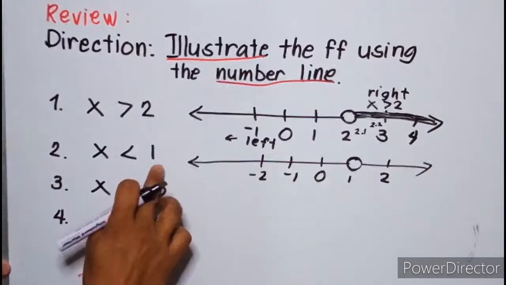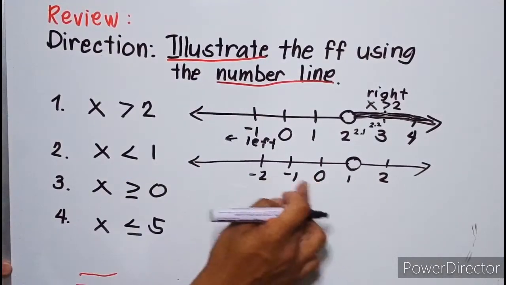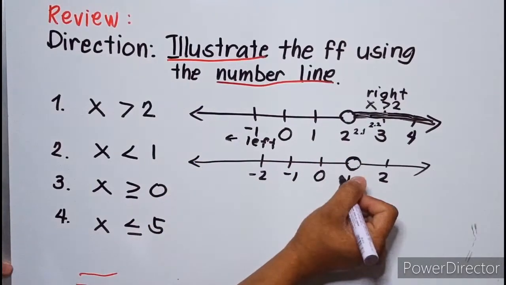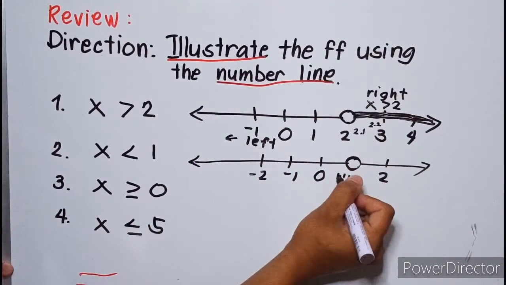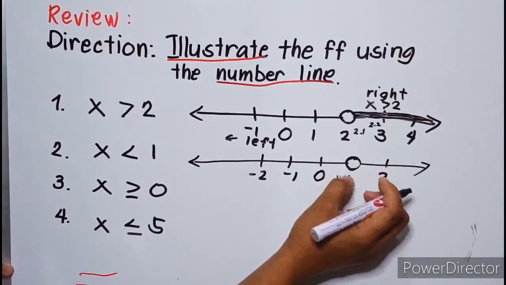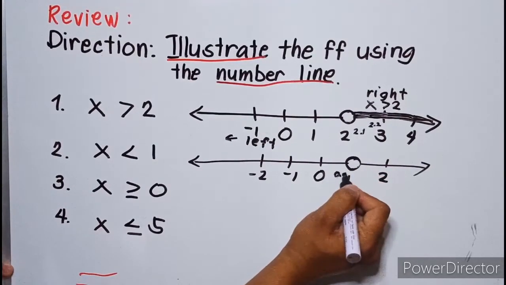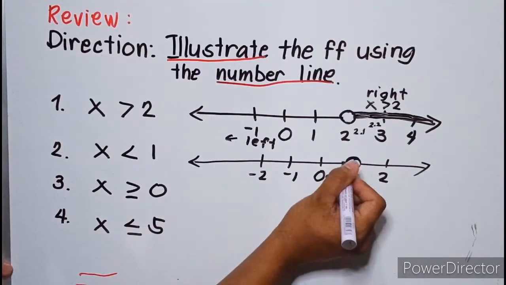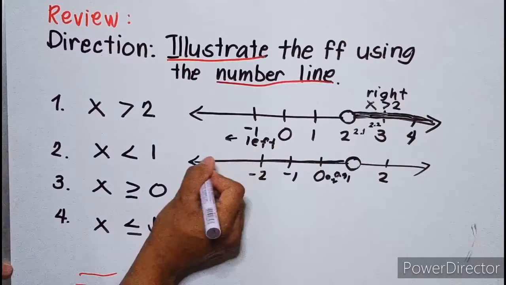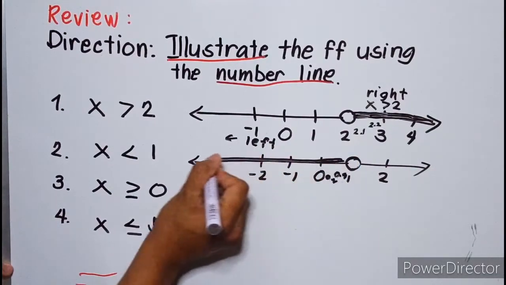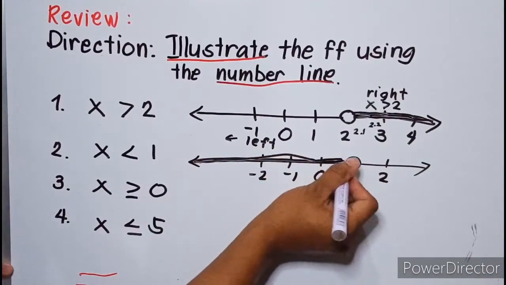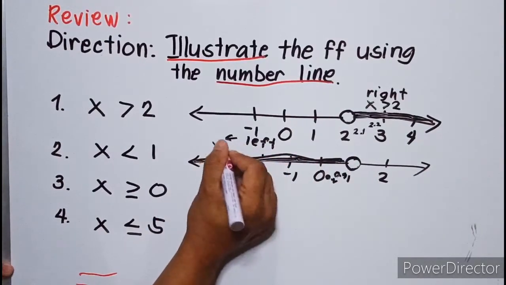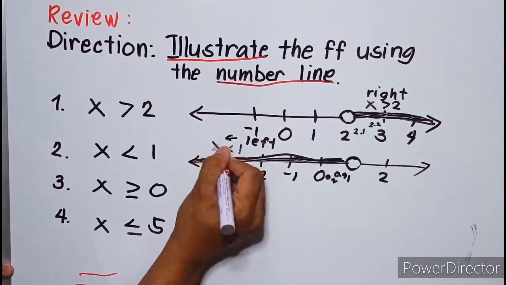Okay. So pag less than 1, mababa sa 1. So ito yung 0, negative 1, negative 2. Kasali din yung 0.9, 0.8, so yung pababa ng 1. So going to the left, this is the illustration of our inequality. You have to shade the part, and this is x is less than 1.